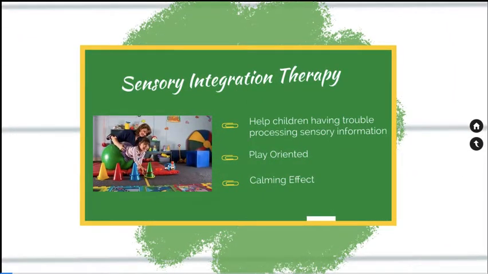Now that we know this information, let's talk about how we use sensory integration as a therapeutic tool. Sensory integration therapy, which was developed by occupational therapist Jean Ayres, is designed to help children with sensory processing problems cope with difficulties they have processing sensory input. Therapy sessions for children are typically play-oriented and may include using a variety of equipment, including swings, trampolines, fidgets, slides, foam pits, and more.